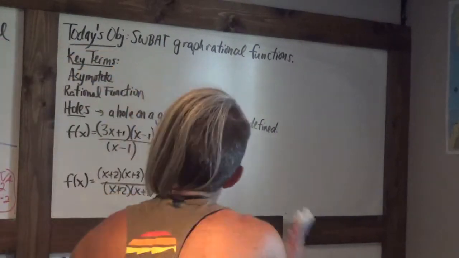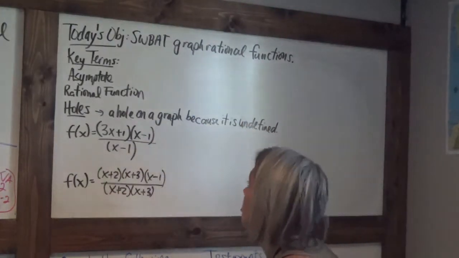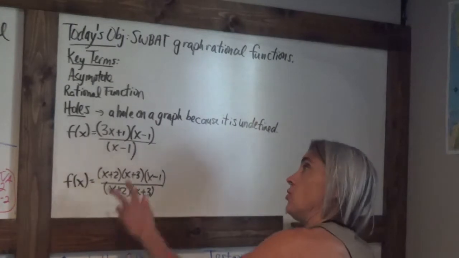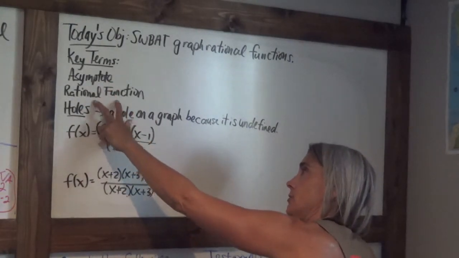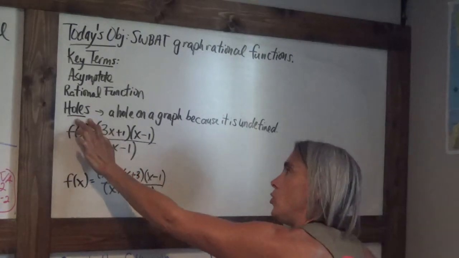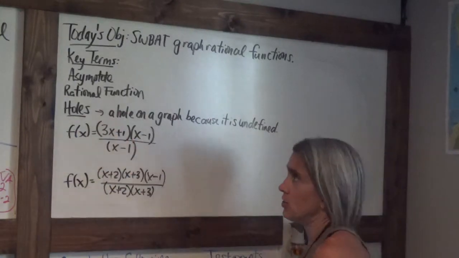Alright, in this lesson we're going to be using our asymptotes to graph these rational functions by hand. These are the key terms that we had done before, asymptote and rational function. We now need one other little key term, which is called holes on a rational function. What's a hole of a rational function?